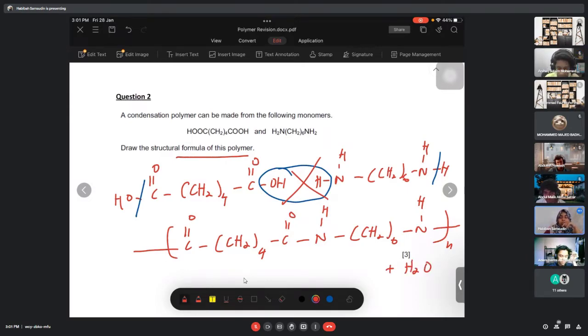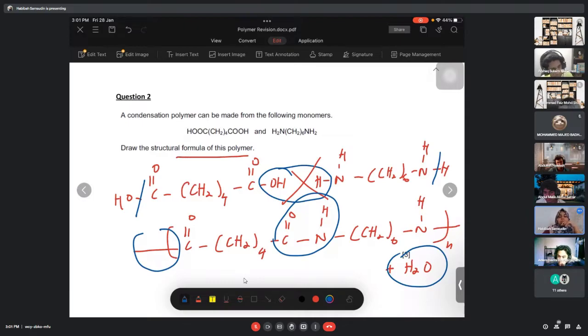3 marks, class. First mark for your continuous bond. Second mark for the correct linkage. Third mark for water. Teacher, because it doesn't ask to specify, we don't have to draw the double bond, right? We can just write OC. How? Show me your structure.